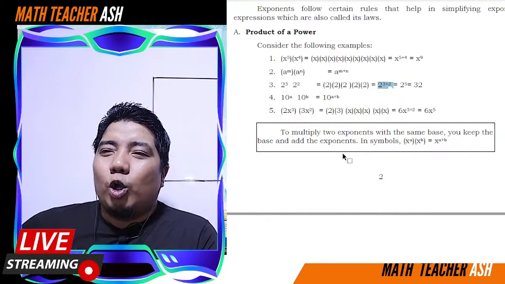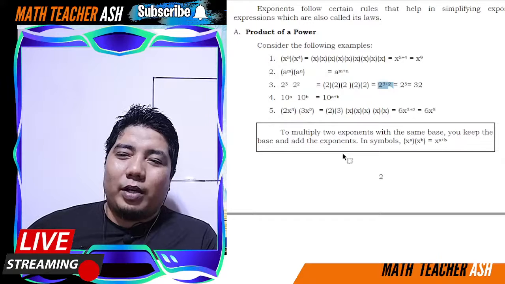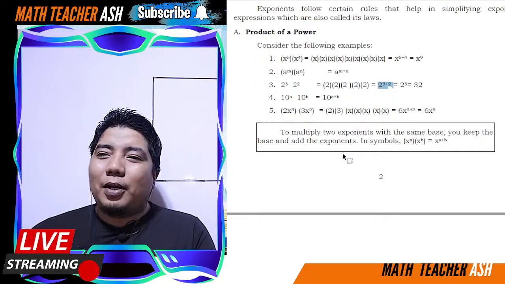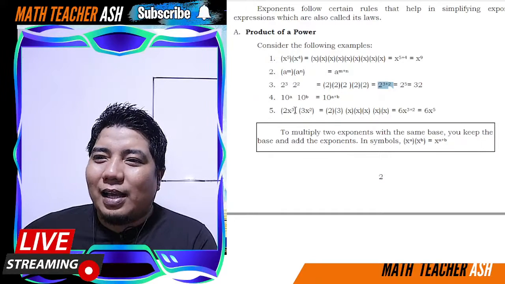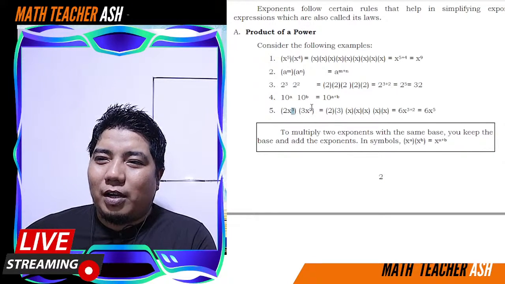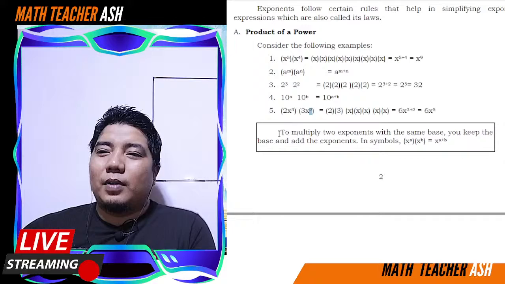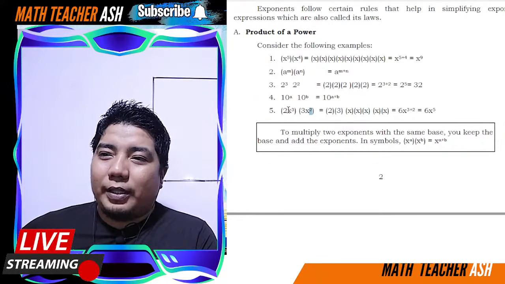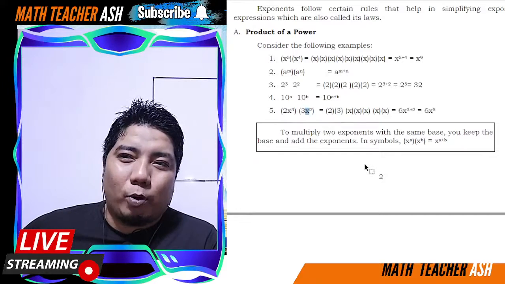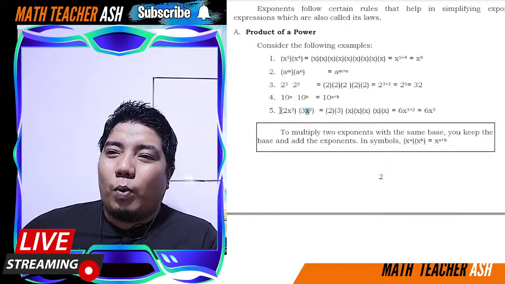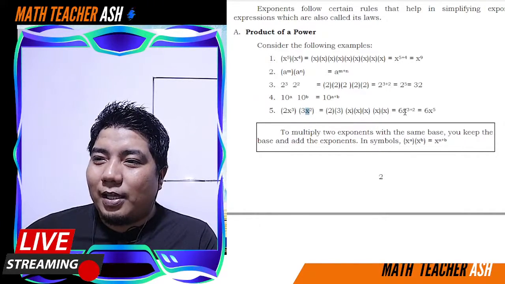Now, let us go to the fifth example. So, we have here 2x cubed times 3x squared. Now, hindi magkapareho ng number. Pero, may base na magkapareho. Anong base ang magkapareho nila? Now, if you check the cube here and if you check the square here, the base that they are pertaining to is this x. Okay? Itong x na ito. Yun ang ini-exponent nila.